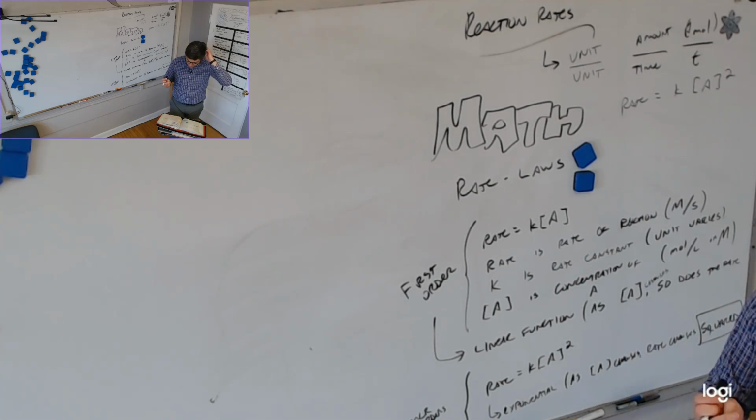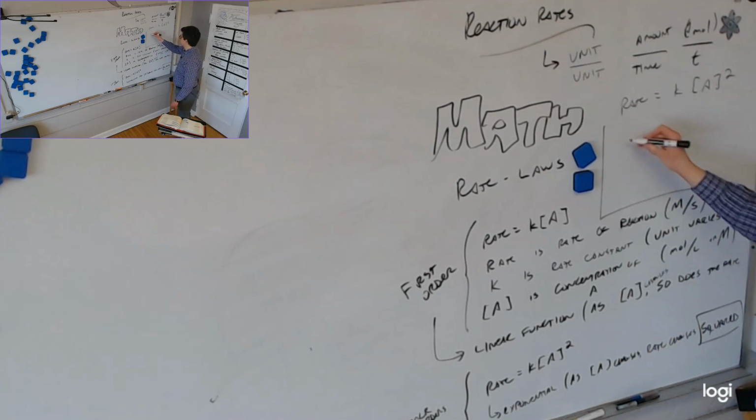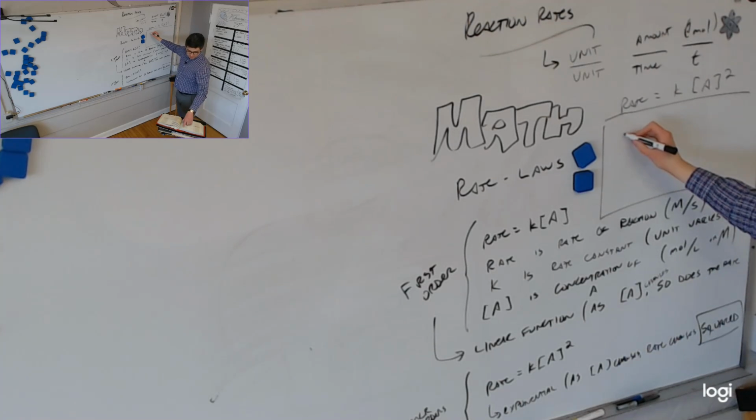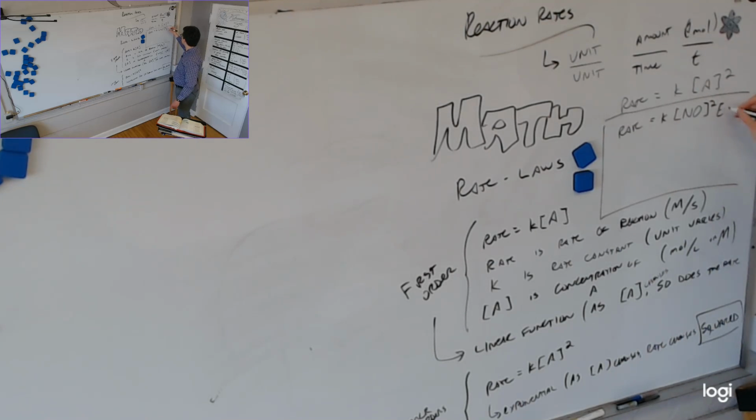That's not even where it gets horrible. It can depend on multiple things. Look at page 576. The specific example given on the top of 576 is: rate equals K times NO squared times H2.